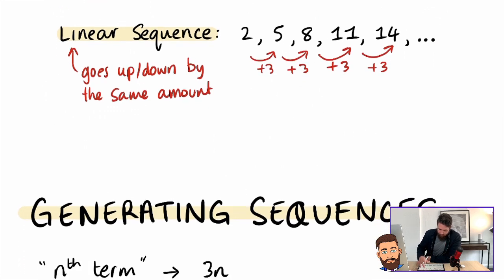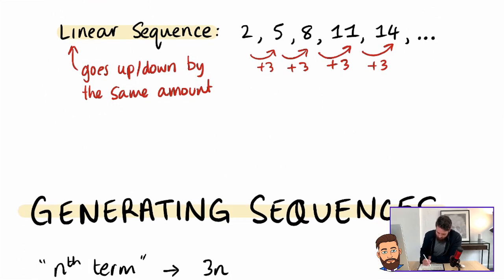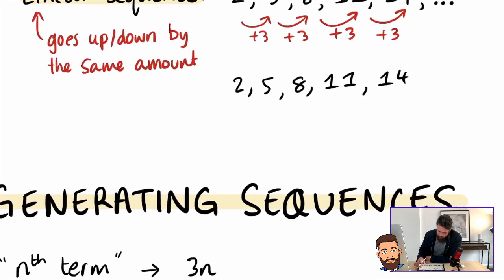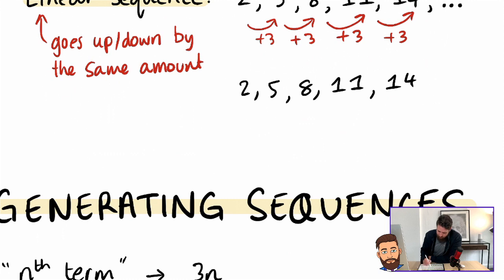So what I want you to write down, I just want you to copy the sequence down. We've got 2, 5, 8, 11, and 14. Okay, and we're just going to make some notes here. Some technical language we use. If we're focusing on this first number, we call this the first term. Okay, and you probably know that. That is the first term.